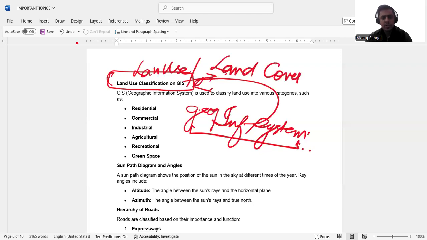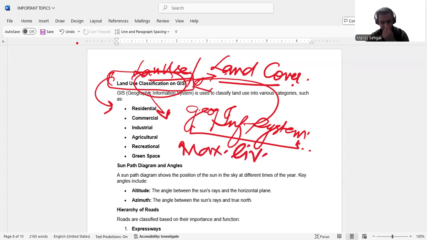We basically need to understand the difference between land use and land cover, and to learn the basics of land use and land cover via the calculation of GIS. It has been asked in various examinations how the various kinds of classification based on GIS could be done. There are cases of maximum likelihood classification, and then supervised classification could be there, unsupervised classification could be there.